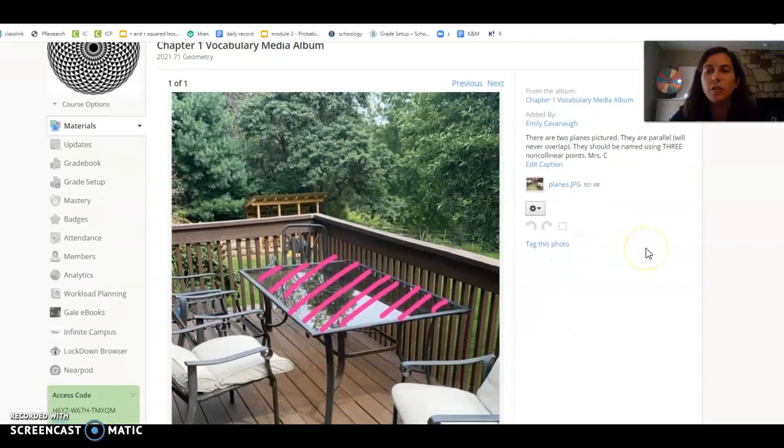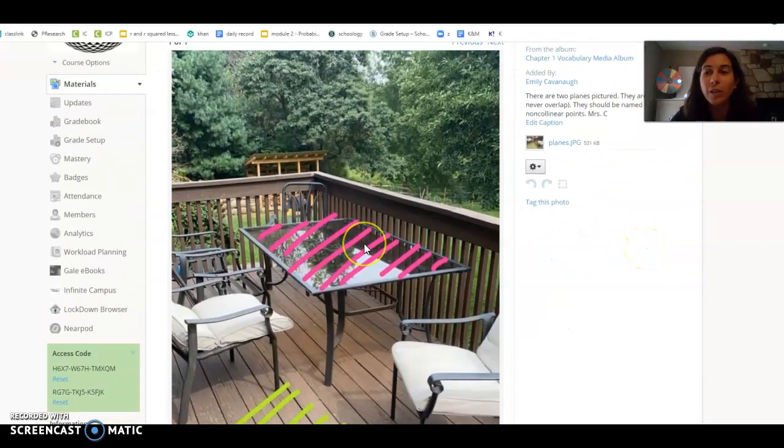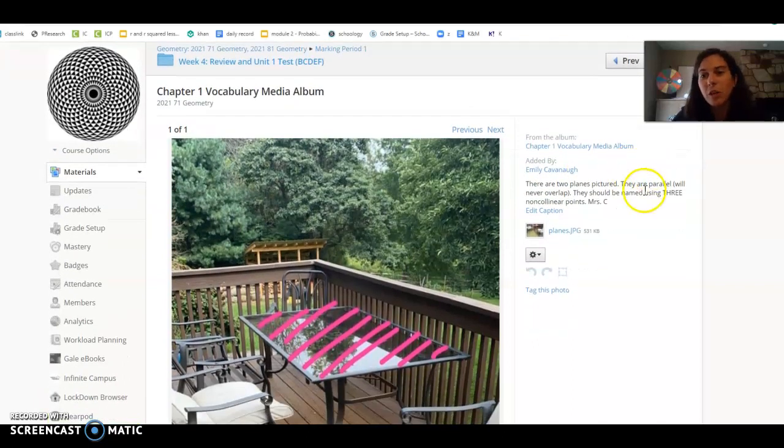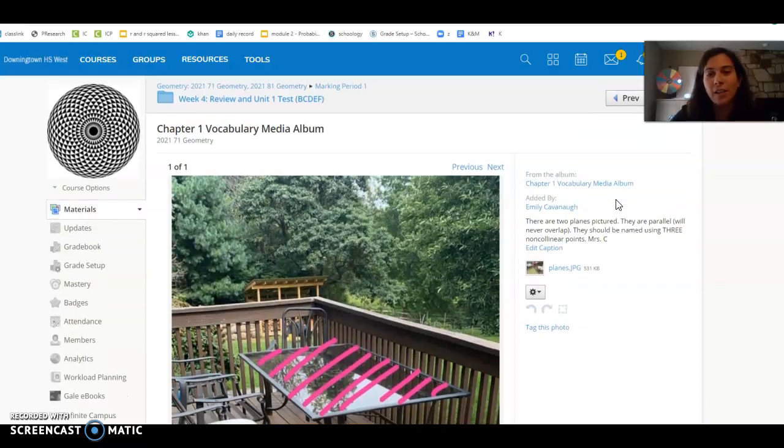Mrs. C. So just because I didn't have the non-collinear points and things in here, I know that the directions told me that I needed 3 vocab words. So I wanted to just do as many vocab words as I possibly could think of related to my picture.